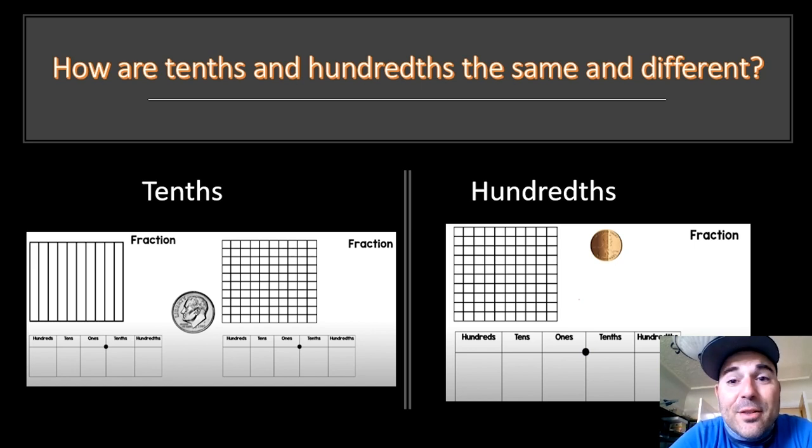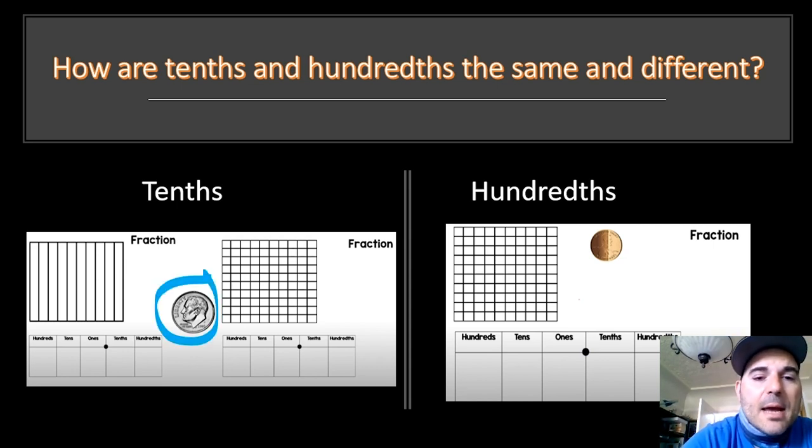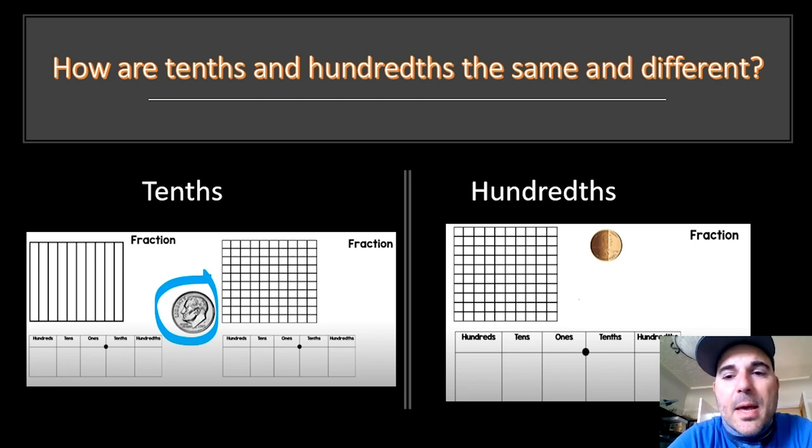Let's take a look at how tenths and hundredths can be similar and different. Let's take a look at the images up on the screen to show how tenths and hundredths can be the same. You're going to notice that tenths and hundredths are both used in our currency system. That means that we use them with money. When we're talking about tenths, we use a dime. And when we're talking about hundredths, we use a penny.